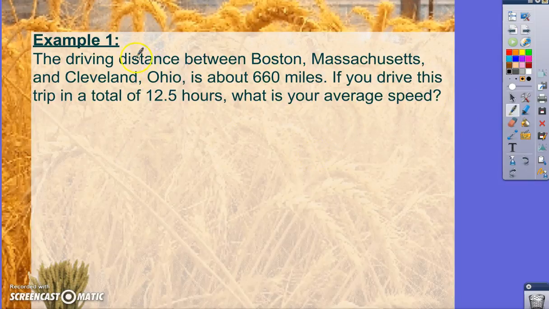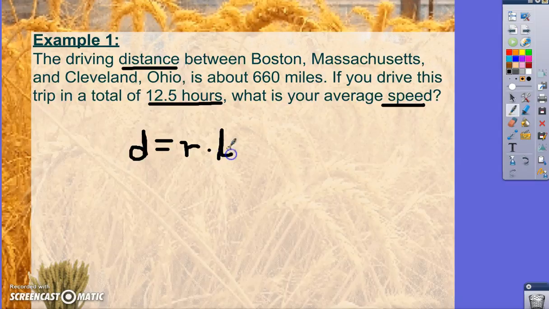But if I'm talking about distance, so sometimes with a word problem, I like to underline things. With distance, we have hours, and we want speed. Hopefully that brings to mind the formula D equals RT. Distance equals rate times time from our previous lesson. All right. So if you look here, we're looking for speed or the rate.